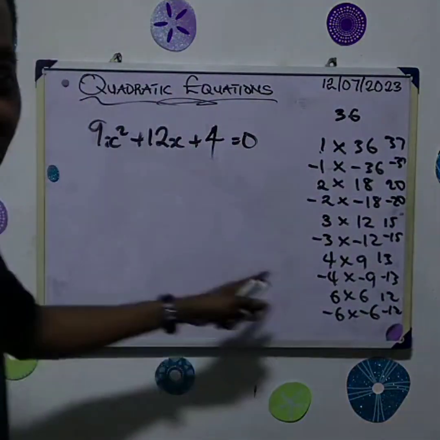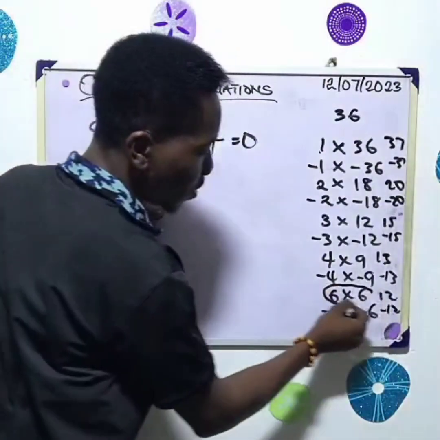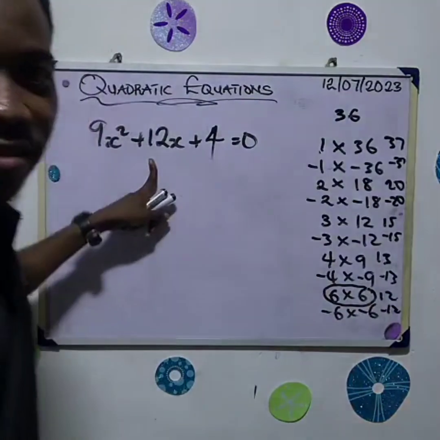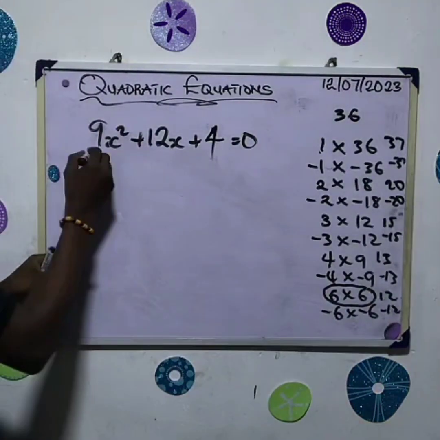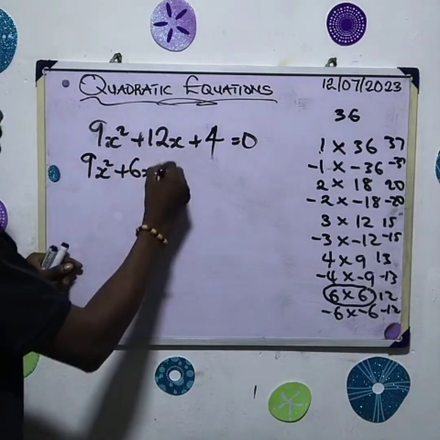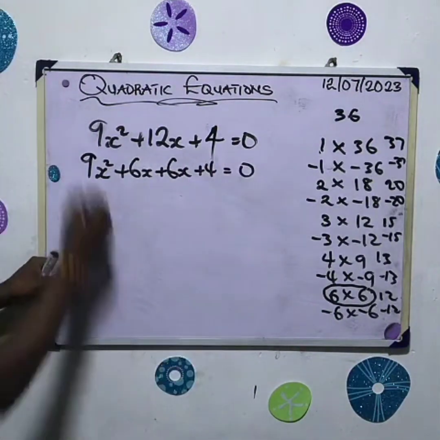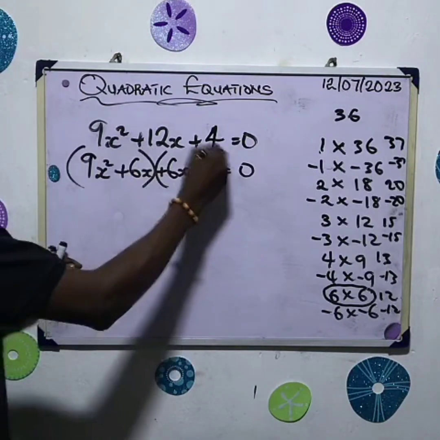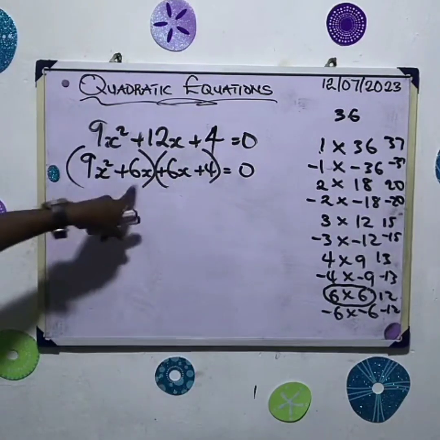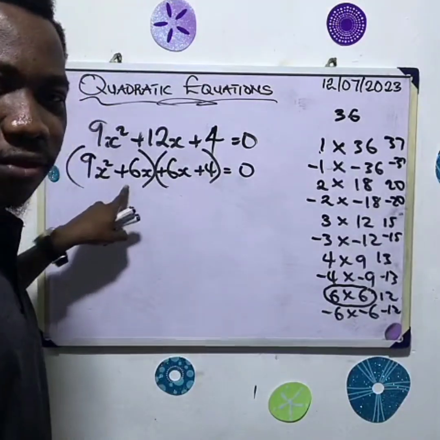So the one that is going to give us plus 12 is 6 plus 6. So this will become 9x squared plus 6x plus 6x plus 4 equals 0. And now we group them. So now, what is the common factor here? The highest common factor here.